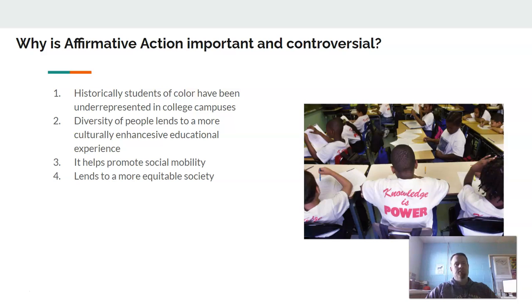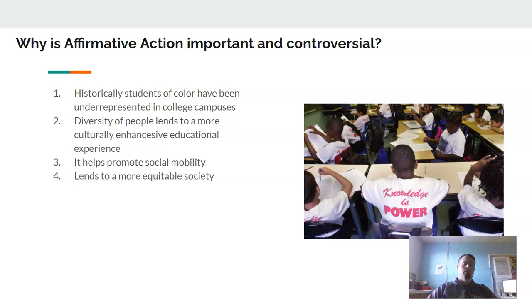Just doing some brief research, I found an article online, and I just sort of paraphrased some of the main points, which, one of the reasons why this is important and controversial is that historically, students of color have been very much underrepresented in college campuses. When we look at the proportion of the population, then how much that population makes up our higher education institutions. So historically, been very underrepresented, okay?